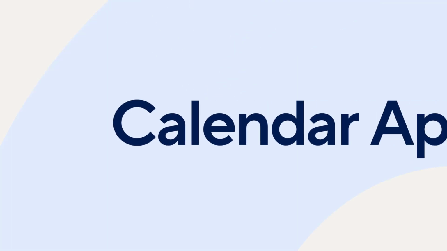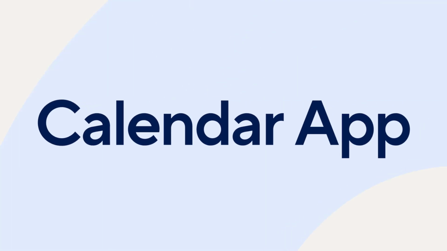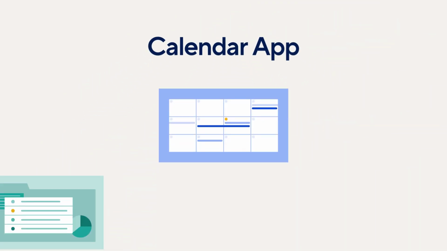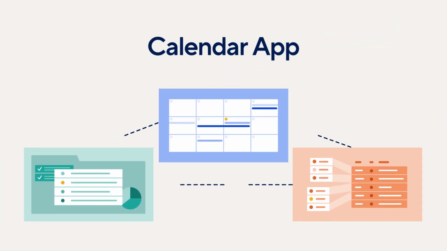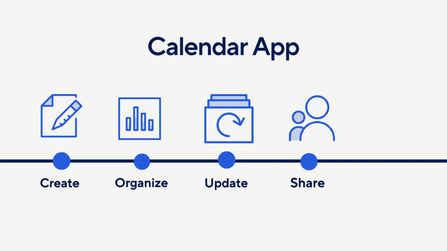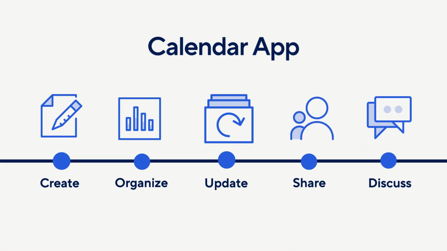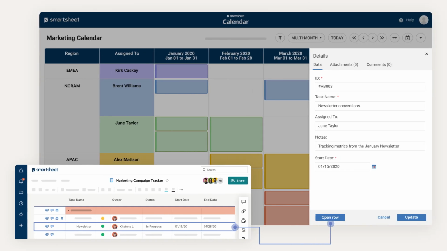Smartsheet Calendar app is an interactive and flexible calendar tool that allows you to build shareable calendars with custom details. With Calendar app, you can easily connect your Smartsheet data to visualize events in easily digestible color-coded calendars. Calendar app's user-friendly interface lets you create, organize, update, share, and discuss events, all without needing to share the underlying source data. Calendar app automatically keeps the most up-to-date information easily accessible.